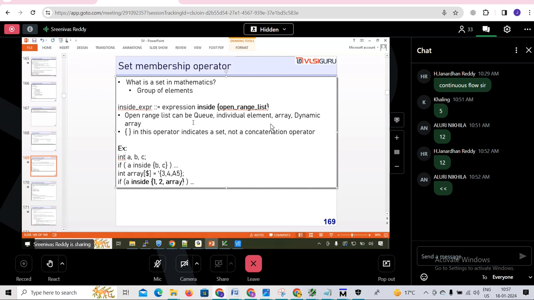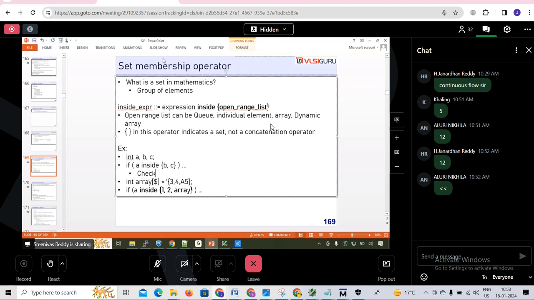You should have that clarity: when a flower bracket comes, I have to understand in what context it is used. If it is used in the context of inside, it becomes a set. So what are you checking? Very simple. If A inside {B, C}, it means you are checking if A is equal to either B or C. A matches with B or C.